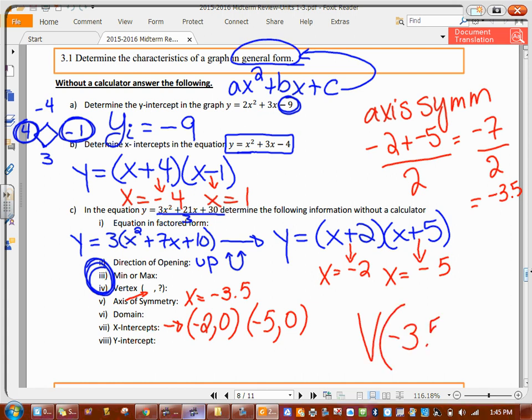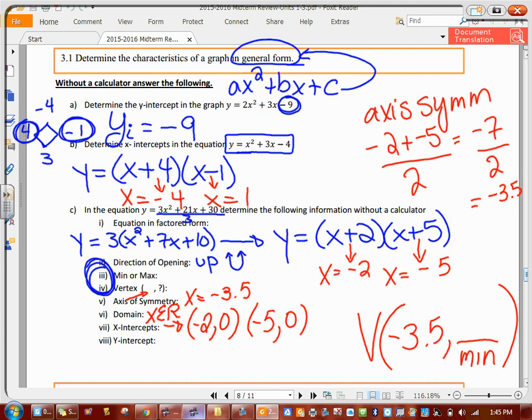So, domain. What is the domain unless it's problem solving? X is an element of the real numbers, x ∈ R. How do I find my y-intercept if I don't have my calculator? The last value, the constant, the c value. Good. So my c value is +30. I always go to my original equation. So my y-intercept is at (0, 30).